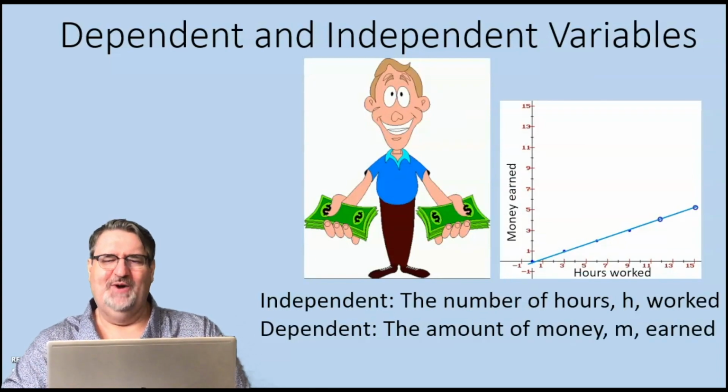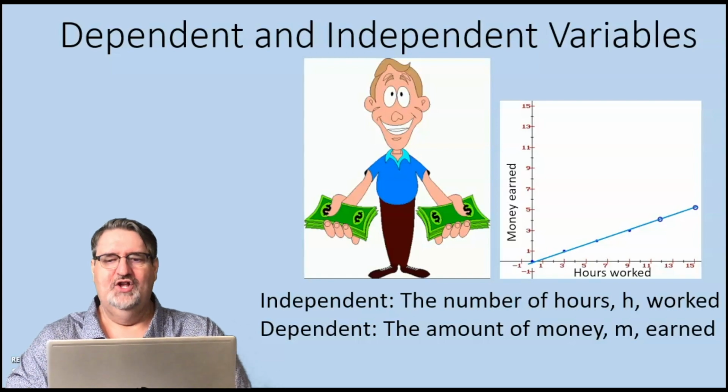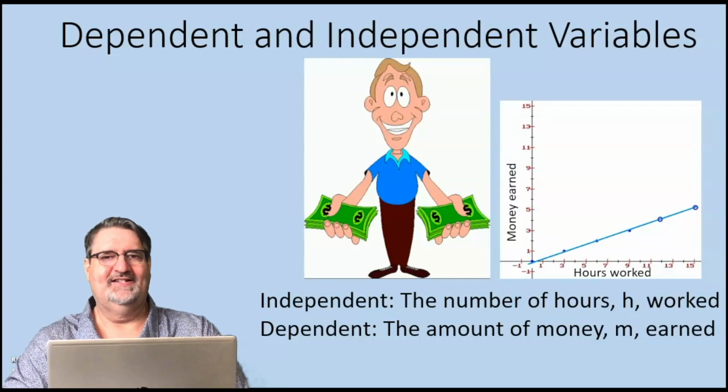And we used a graph like this the last couple weeks. So we'll talk about the x-axis is the hours worked, and the y-axis is the money earned. So the independent variable is the number of hours, and the dependent variable is the amount of money that you make.